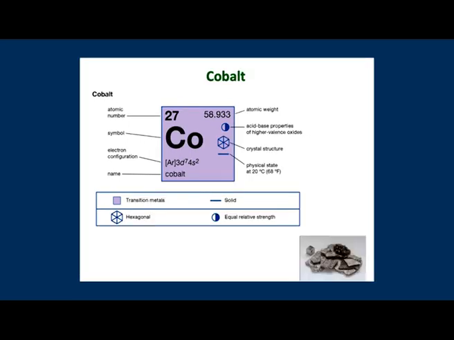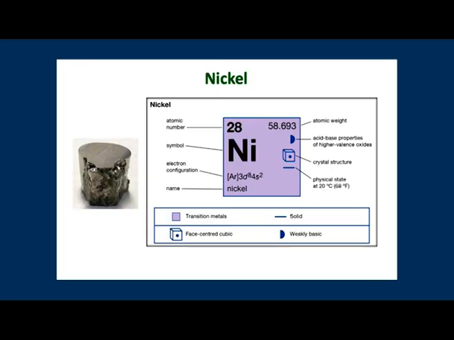Cobalt is another one, atomic number 27. Argon core 3d7 and 4s2 is its electronic arrangement. Again a crystalline solid which crystallizes in hexagonal arrangement. Nickel with atomic number 28 has electronic configuration argon core 3d8 and 4s2, and here nickel crystal exists in face centered cubic arrangement with atomic weight of about 58.7.